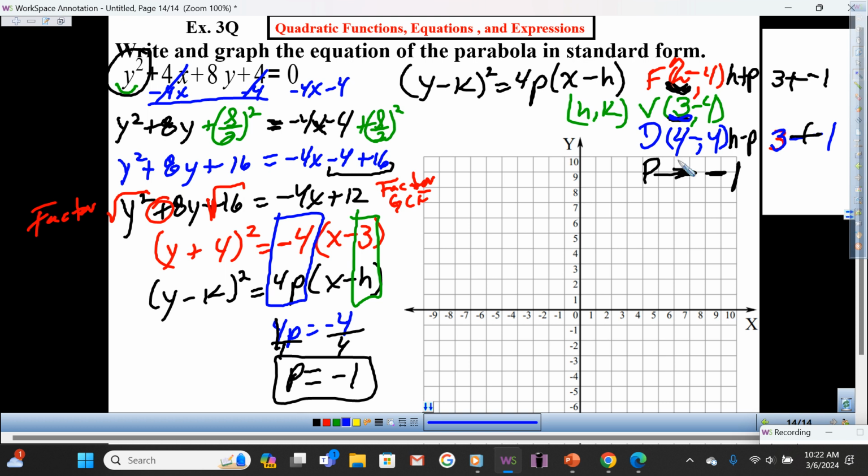All right, let's graph that. Focus is at 2, negative 4. Vertex is at 3, negative 4. Directrix is at 4, negative 4. Sketch your directrix. And remind your neighbor where to sketch that parabola. Where is it going to open towards? Yeah, the focus.